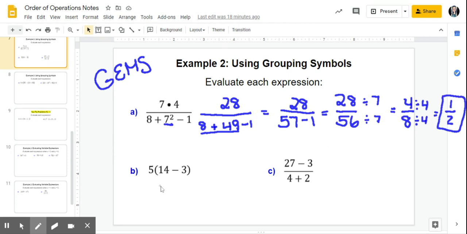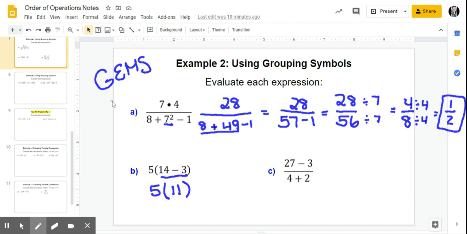Let's take a look at 2 more examples. Problem B. G stands for grouping symbols, and I do have grouping symbols here. I have these parentheses. You must work inside the parentheses first, so I need to take care of this 14 minus 3. 14 minus 3 gives me 11. I'm going to bring down the parentheses. I'm going to bring down that 5.